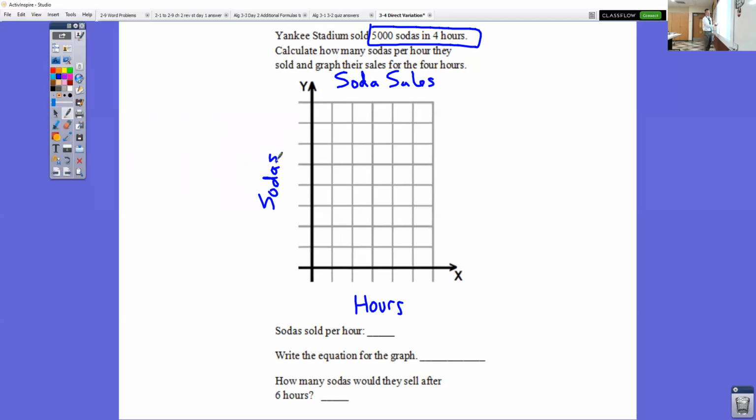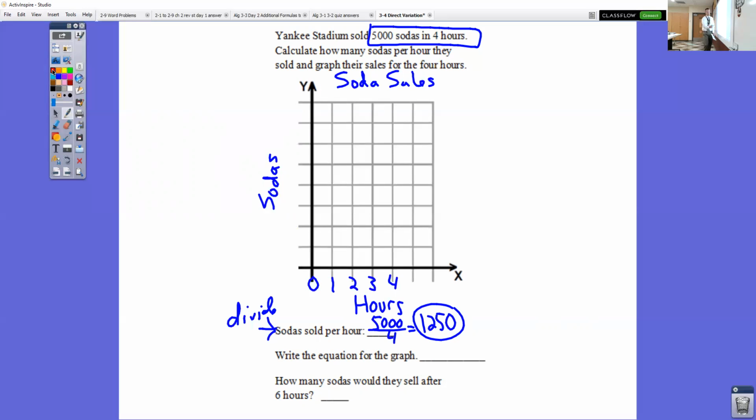So it says for 4 hours, always 0 goes at the big black line. Then we have 0, 1, 2, 3, and 4. We don't need to figure out 5 and 6 in this one. Sodas sold per hour. This is your rate. So we always divide to find the rate. All right, always divide to find the rate. So we're going to do 5,000 sodas in 4 hours. So 5,000 divided by 4, that gives you 1,250. That is how many sodas sold per hour.